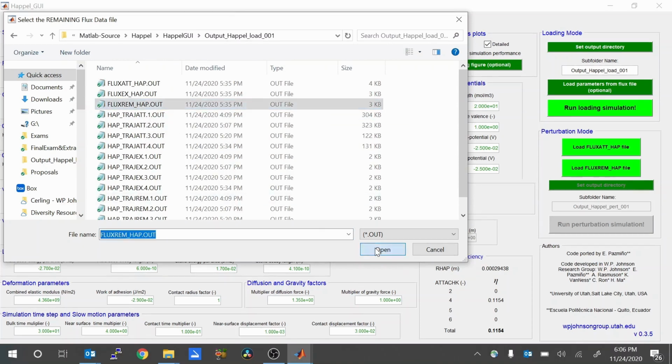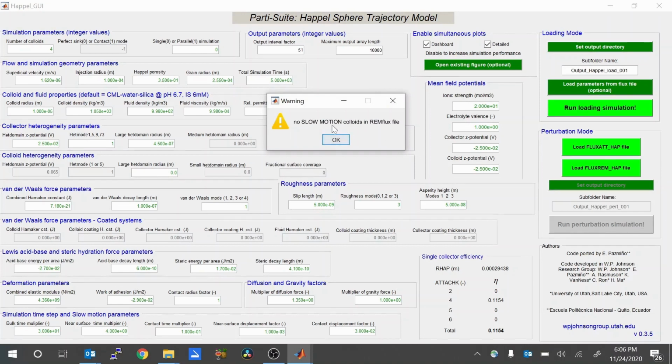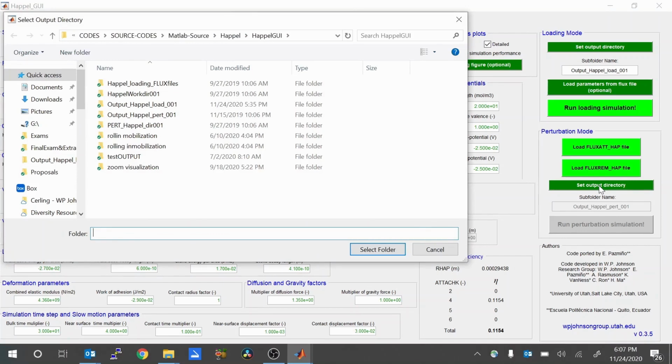Remaining. And once those are let in, okay, so no slow motion colloids are in the rem flux file, and that's because they all either provisionally attached or outright attached. And now we can set the output directory. I'm just going to let it go with the default.